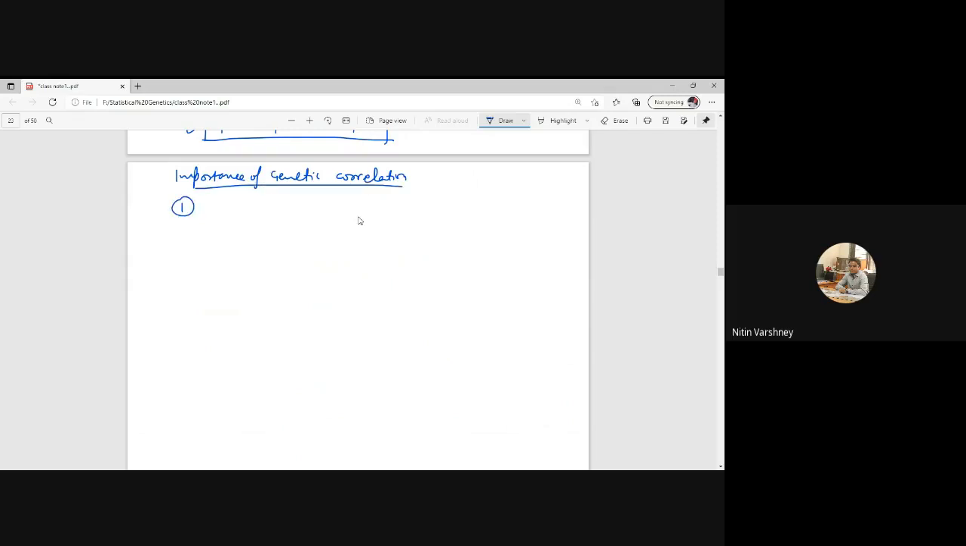First important is this will give an idea about the extent to which the two characters are under control of the same set of genes. If our characters are correlated, then we can say they are under control of the same set of genes.